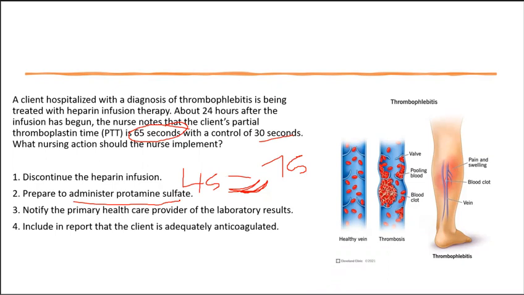So we don't need to give an antidote. We need to notify the healthcare provider. Well, there's nothing to notify him of. Everything seems fine. We need to include in the report that the client is adequately anticoagulated. Yes, it is. 65 is within normal range.